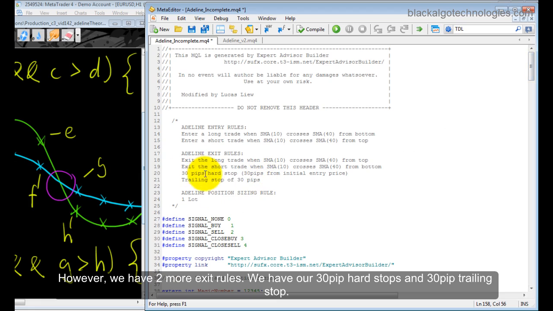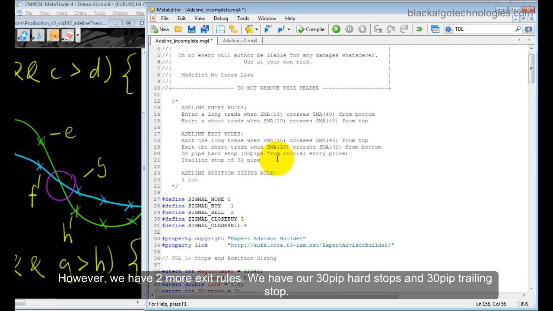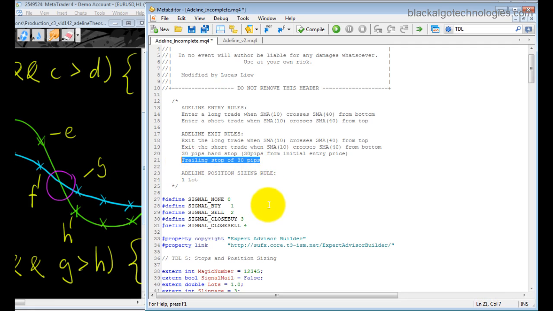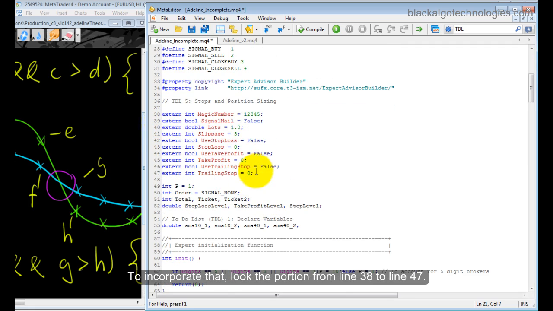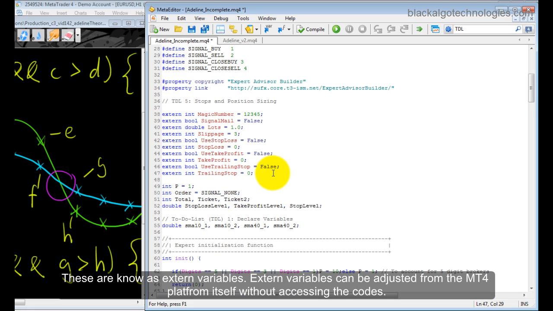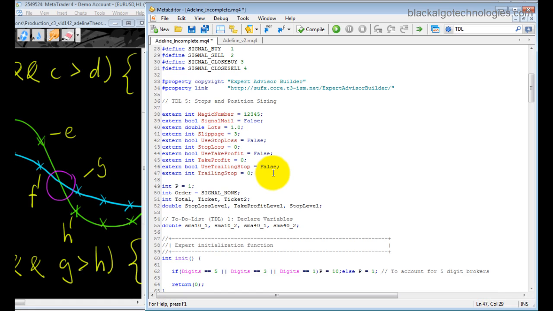However, we still have two rules. We have our 30 pip hard stop as seen in line 20 and our trailing stop of 30 pips. To incorporate that, look at this portion here from line 38 to line 47. These are known as Aston variables. Aston variables can be adjusted from the MT4 platform itself without accessing the code. You can think of it as the control panel for the user.